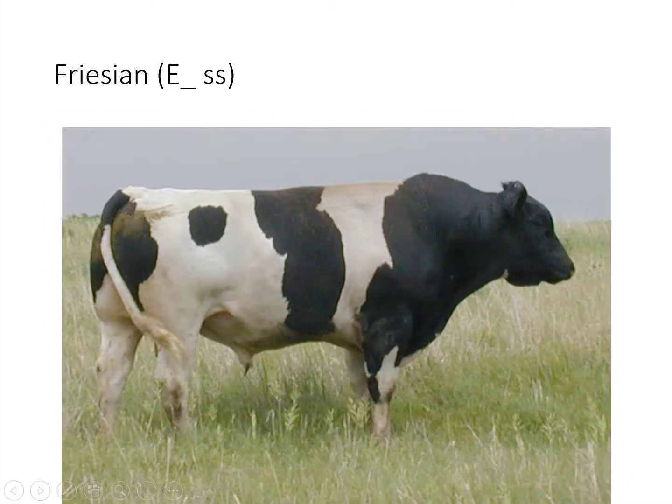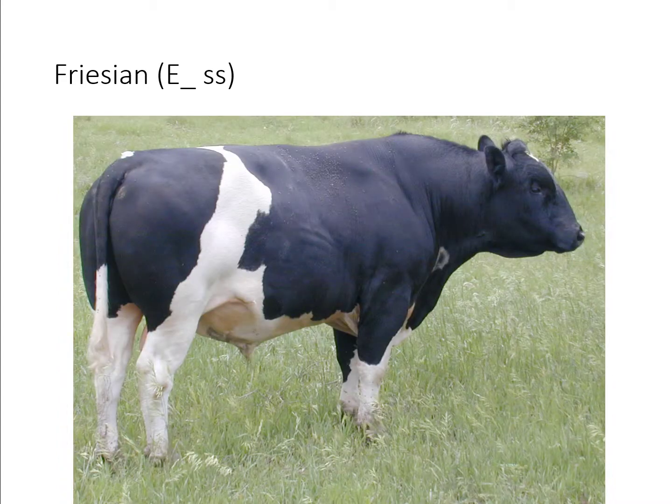So here we have a Friesian bull. He has a big E and two little s's, so he has random spotting and a black base color. And this is another Friesian bull, so again, the amount of spotting on these animals can vary animal to animal. So again, big E and two little s's.